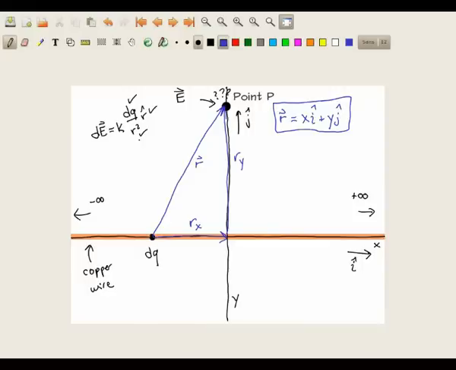Now, what about r squared? Well, that's just the length of this r vector squared. So from the Pythagorean theorem, we know that r squared is equal to x squared plus y squared. So now we have r squared.